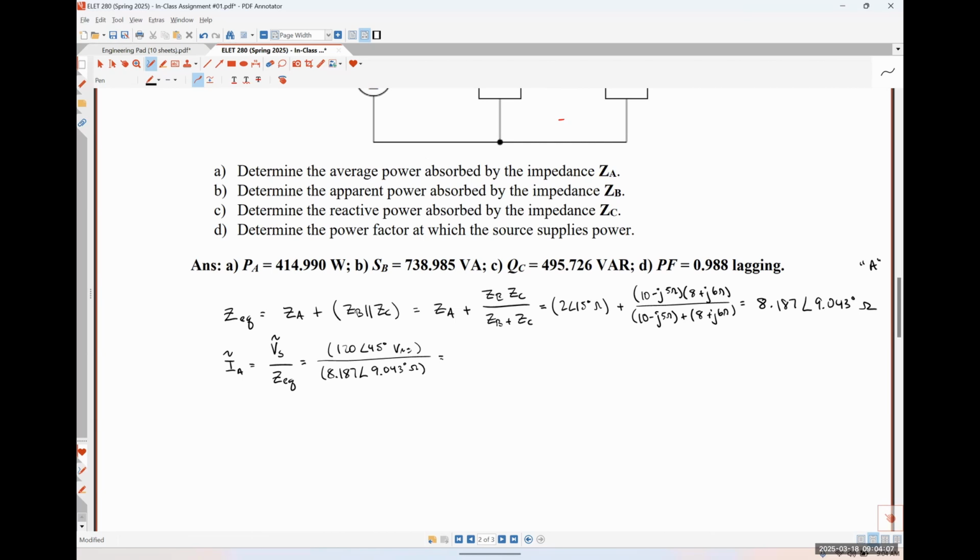So I'm going to throw this into my calculator, 120 angle 45 divided by what I have stored as A. And I got 14.6565. So let's call that 14.657 with an angle of 35.957 degrees, amps RMS. And I'm storing this as B.